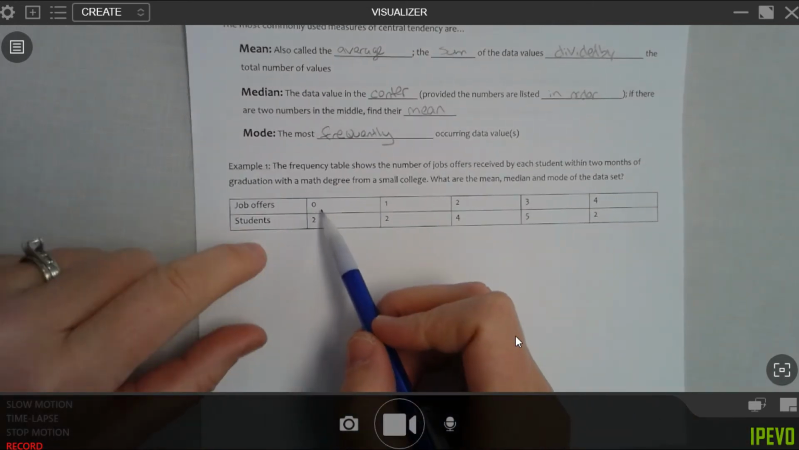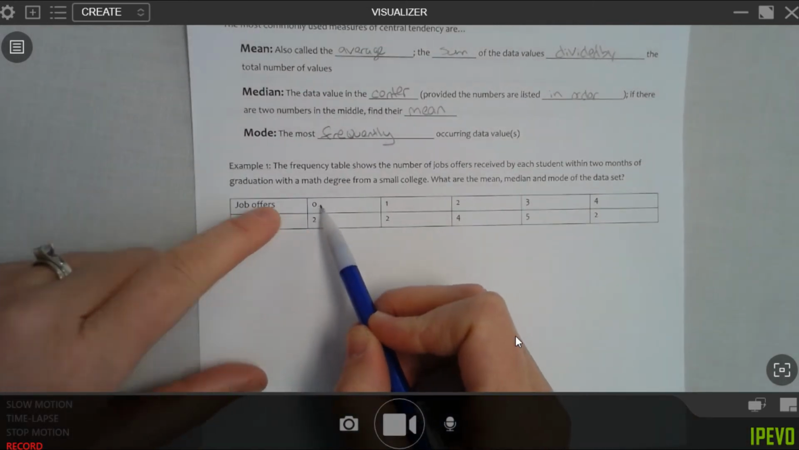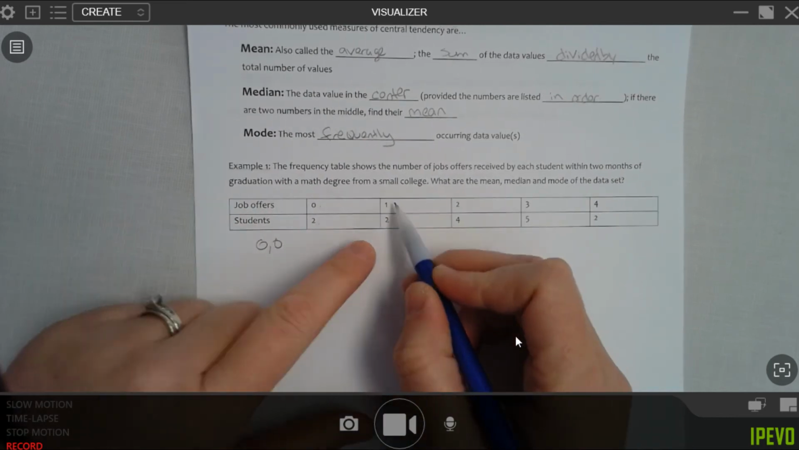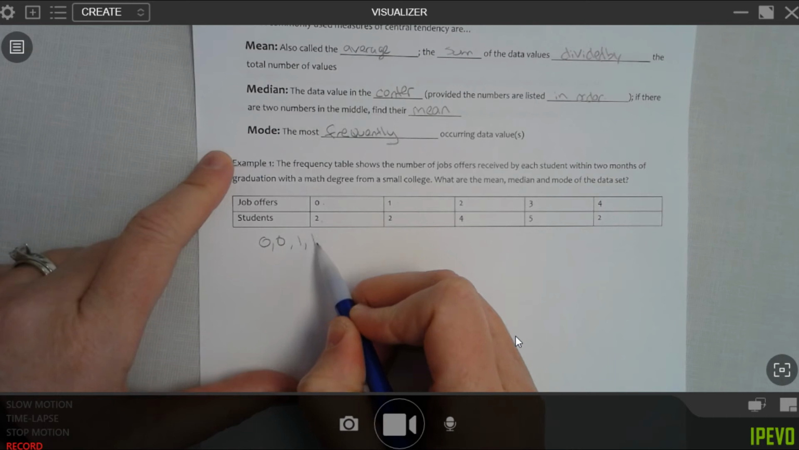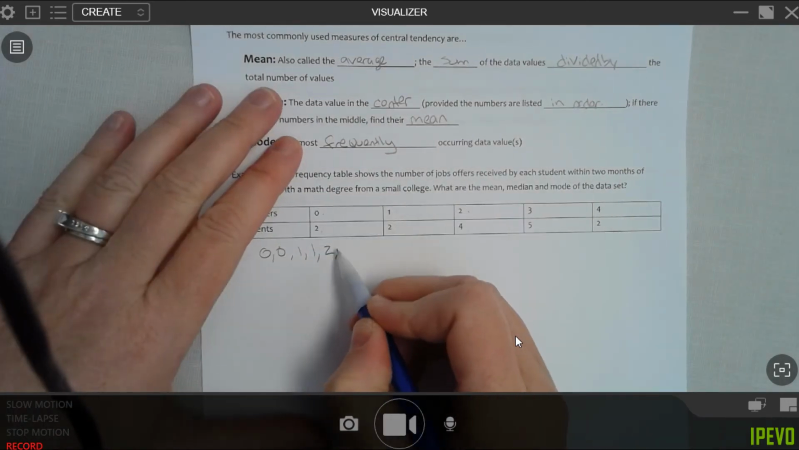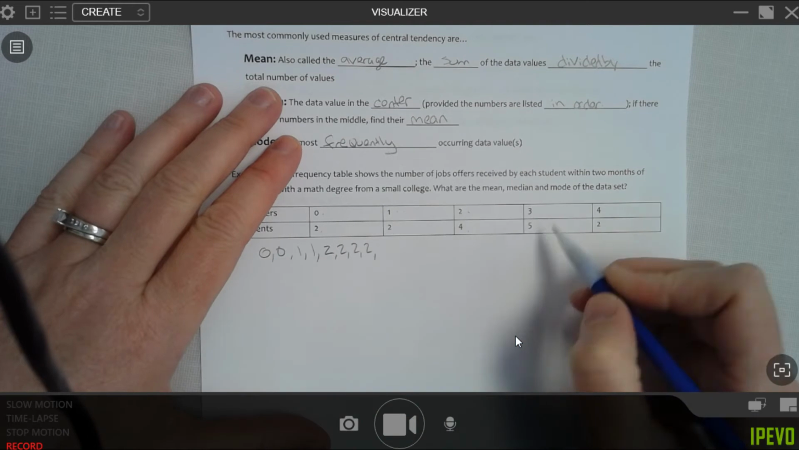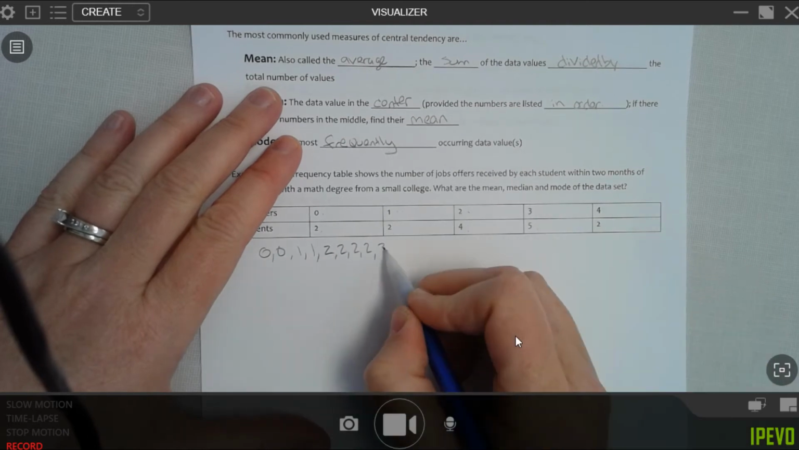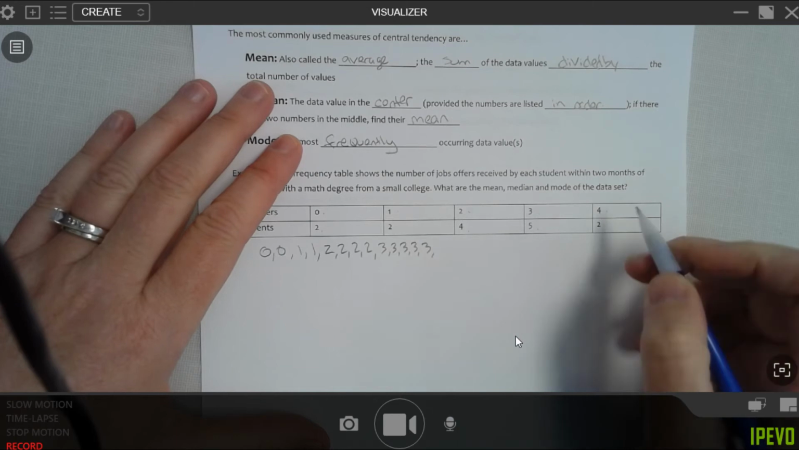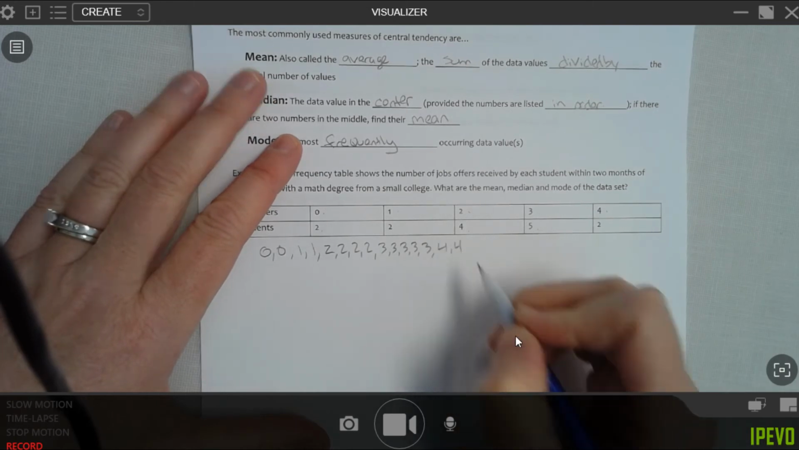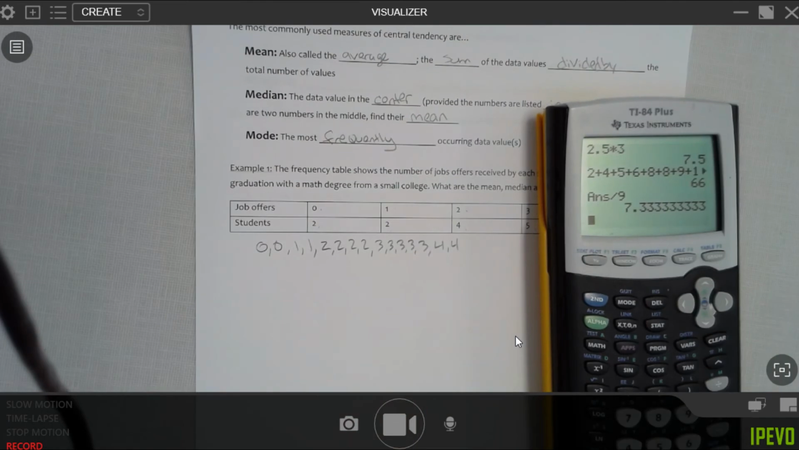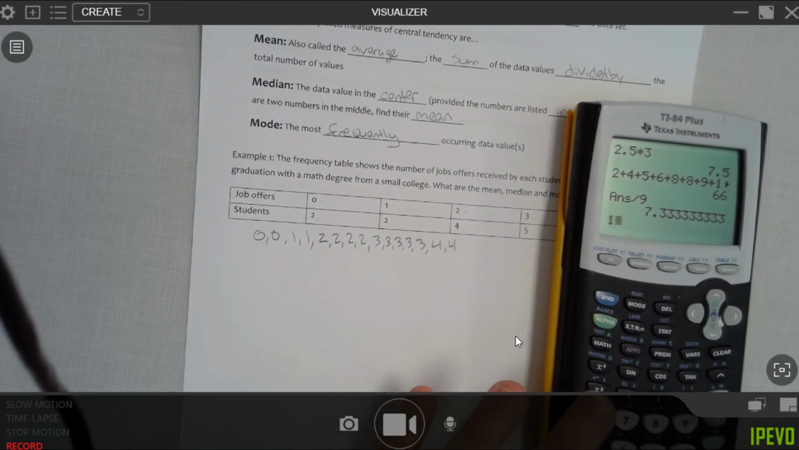So what we're saying is that 2 students had 0 offers. So I'm going to write 0 twice. 2 students had 1 offer. So I'm going to write 1 twice. 4 students got 2 offers. So 1, 2, 3, 4 students. 5 students got 3 offers. 2 students got 4 offers. So this is the data set that you're going to use now. So you would just go back and you would enter 0.